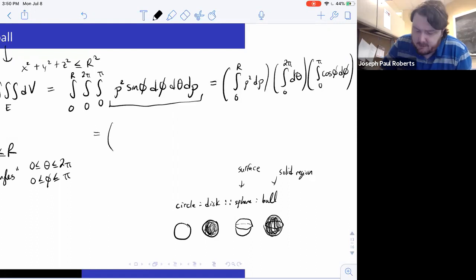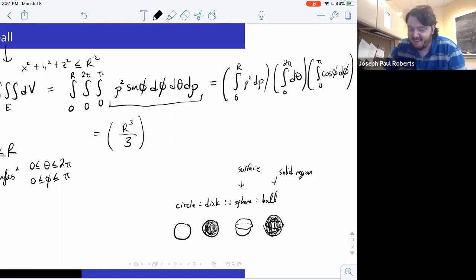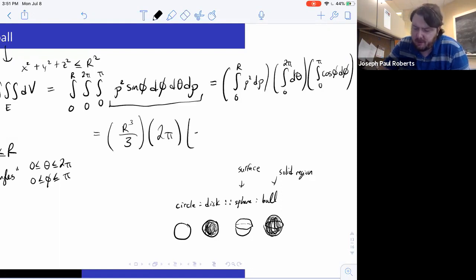My rho antiderivative is rho cubed over 3. When I plug in 0 and capital R, I get, don't divide by 0, big R cubed over 3. Integral 0 to 2 pi of d theta is just going to be 2 pi, right? Because our antiderivative of 1 is theta. And then 0 to pi of sine phi, my antiderivative is minus cosine phi.